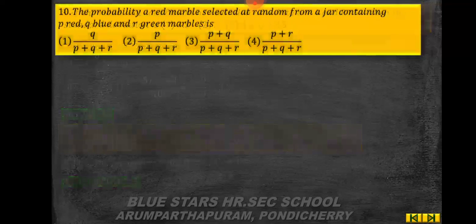Question number 10. The probability of a red marble selected at random from a jar containing P red, Q blue and R green marbles is option 1, Q by P plus Q plus R, option 2, P by P plus Q plus R, option 3, P plus Q by P plus Q plus R, option 4, P plus R by P plus Q plus R.